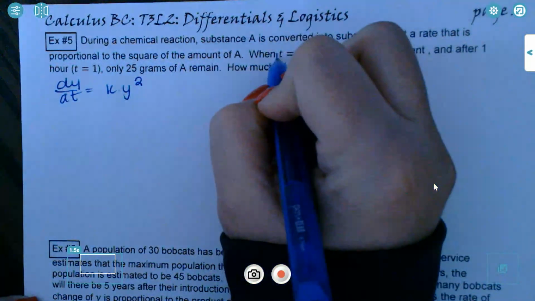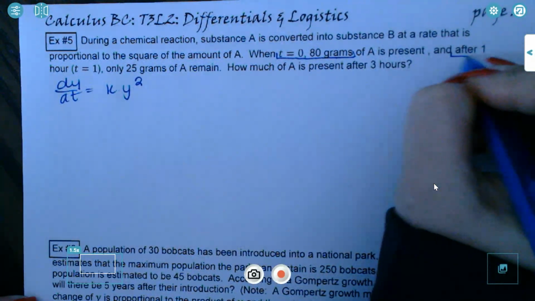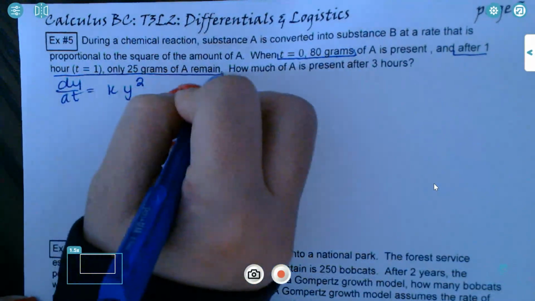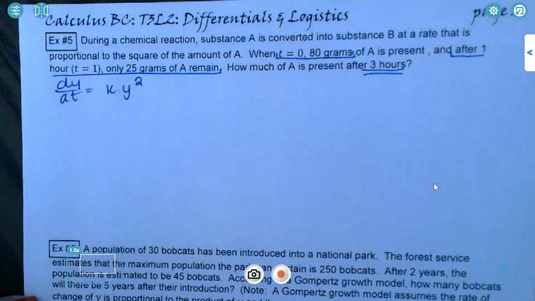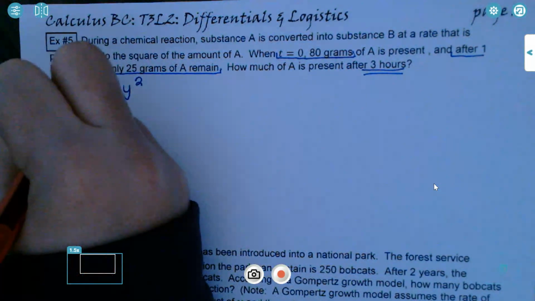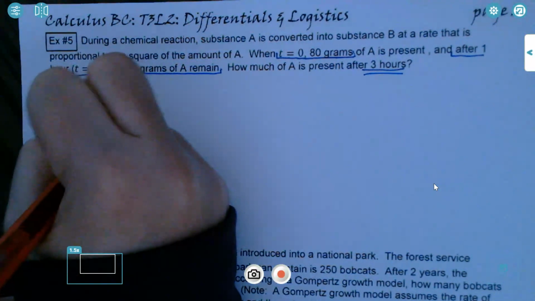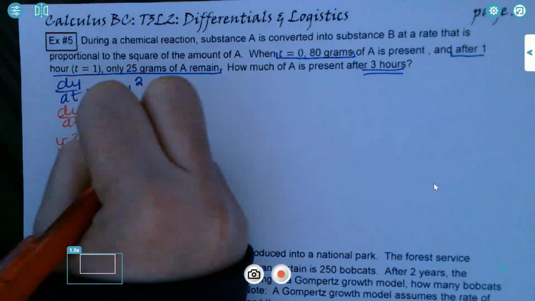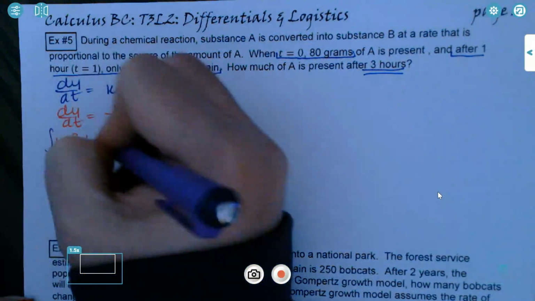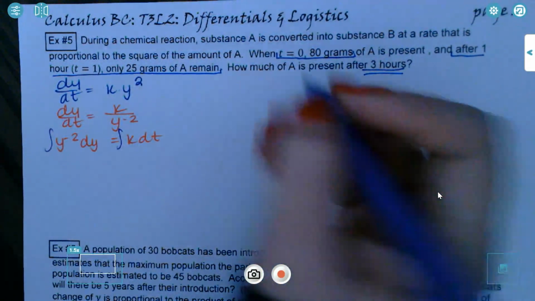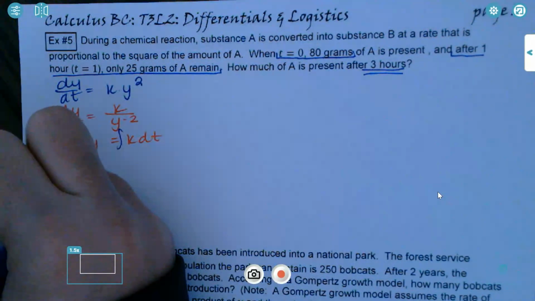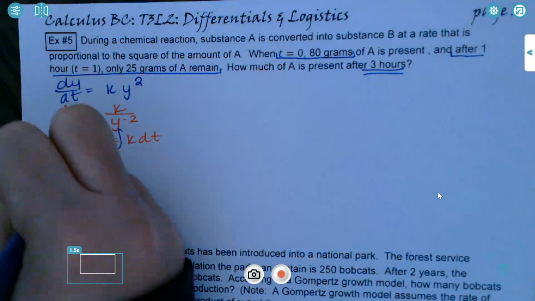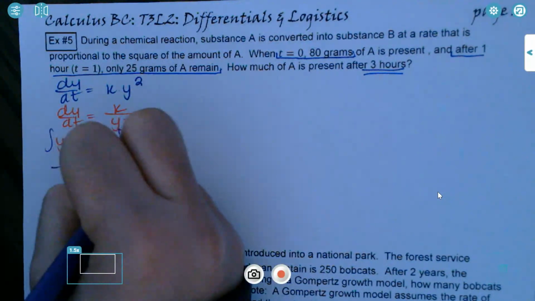All right, so dy/dt equals k y squared. Again, we need that y to go to the bottom, and we can cross multiply. So y to the negative 2 dy is going to equal k dt. Take the antiderivative at this point. That's going to become a negative 1, so that'll be negative y to the negative 1, and it's going to equal kt plus c.